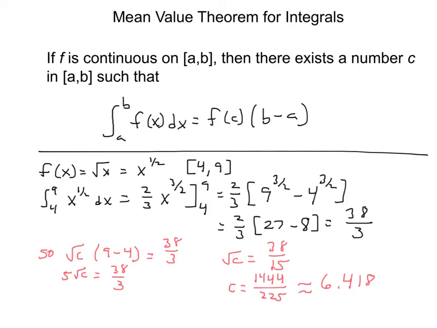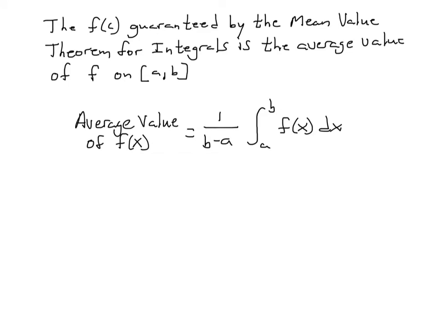So the value of c that will satisfy the mean value theorem for integrals in this case is about 6.418. Now the really cool thing is that the value f(c) guaranteed by the mean value theorem for integrals is called the average value of f on the interval from a to b. To calculate that average value of a function, it's just 1/(b - a) times the integral from a to b of f(x) dx.